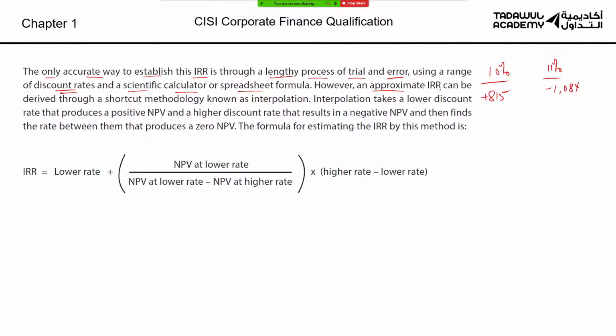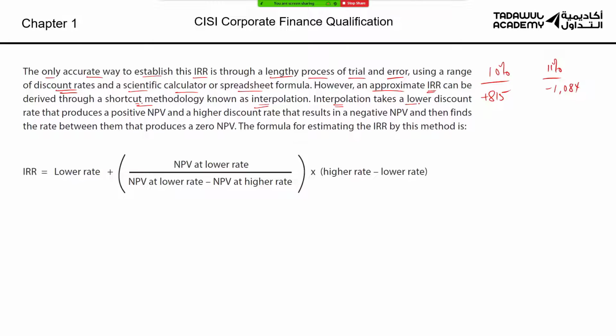However, an approximate internal rate of return, which you should be fine with in the exam. Remember, in this exam, it is assumed that you are not using a scientific calculator and you're not allowed to take one. So you are very likely to get something approximate and you're fine with that. An approximate internal rate of return can be derived through a shortcut methodology known as interpolation.